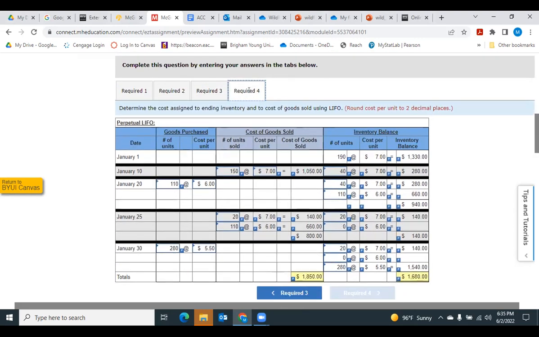And then with last in, first out, it's a very similar process, except when I make the sale, now I'm assuming I sold the most recently purchased units first. So if I have 190 units, I sell 150 of them. That leaves me with 40 units that cost $7 apiece. I purchase 110, so now I have 40 of the $7 units and 110 of the $6 units. To this point, this is identical to first in, first out. It's not until we make a sale that we ask which units I sold. Well, this is last in, first out, so I'm assuming if I sold 130, it was all 110 of those plus 20 of those.